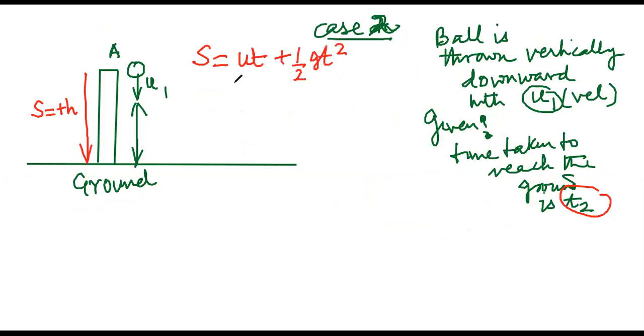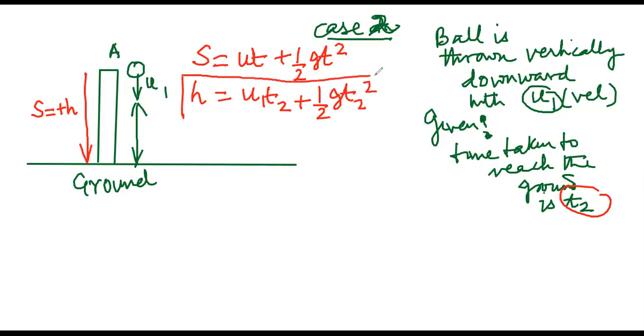So over here I will use S = h, and instead of u I will write u1 only. If I take the time to be t2, because they have given the time taken to be t2, this will be h = u1 t2 + half g t2 square. So this is my second equation.